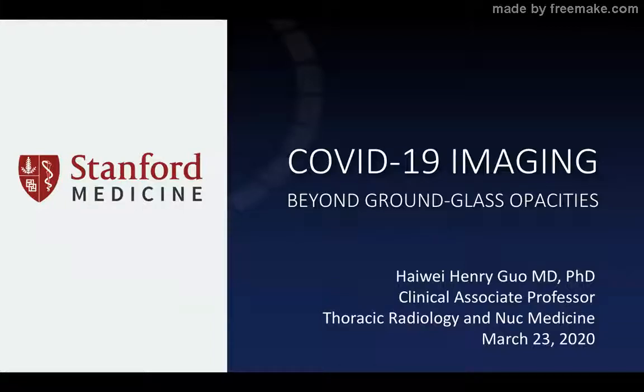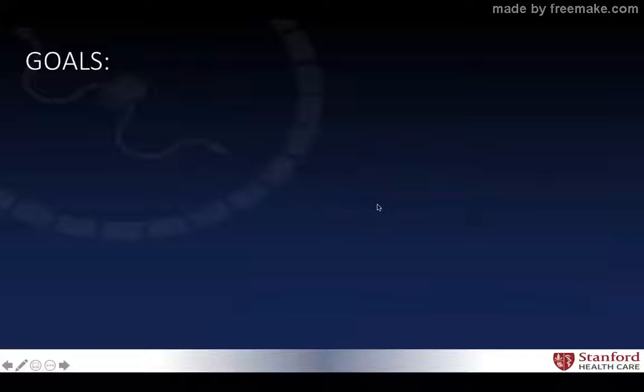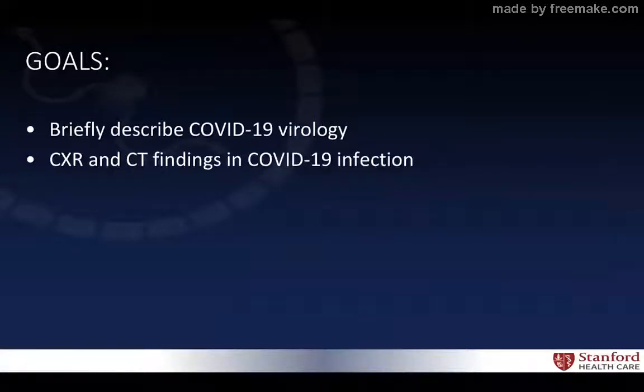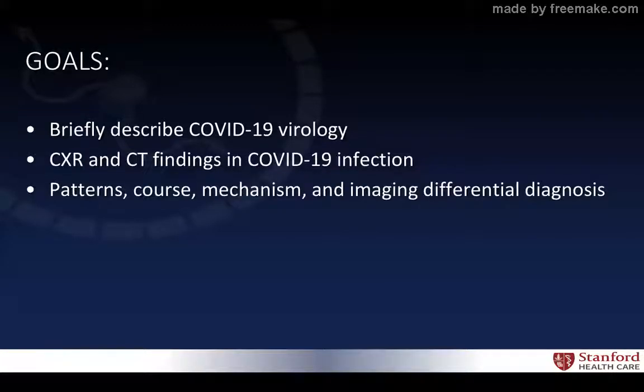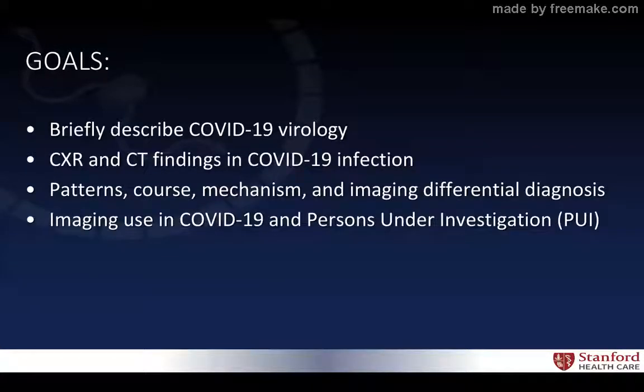I'm going to talk about the imaging findings in COVID-19, of course, a hot topic these days. I'll start by briefly describing COVID-19 virology and the imaging findings, particularly the chest X-ray and CT findings in active infection, particularly patterns, the course, mechanism of disease process, and the imaging differential diagnosis. Then I'll go on to talk about imaging used in COVID-19 in persons under investigation, and tips or resources for us radiologists.